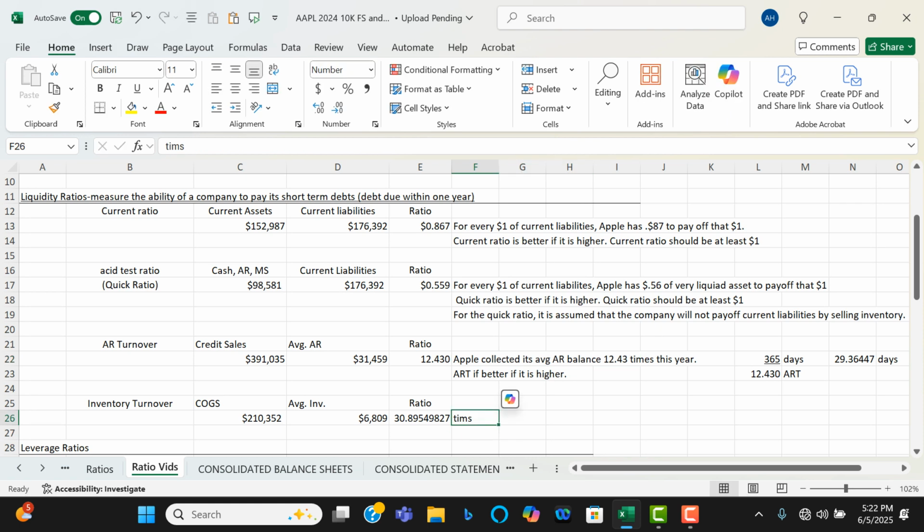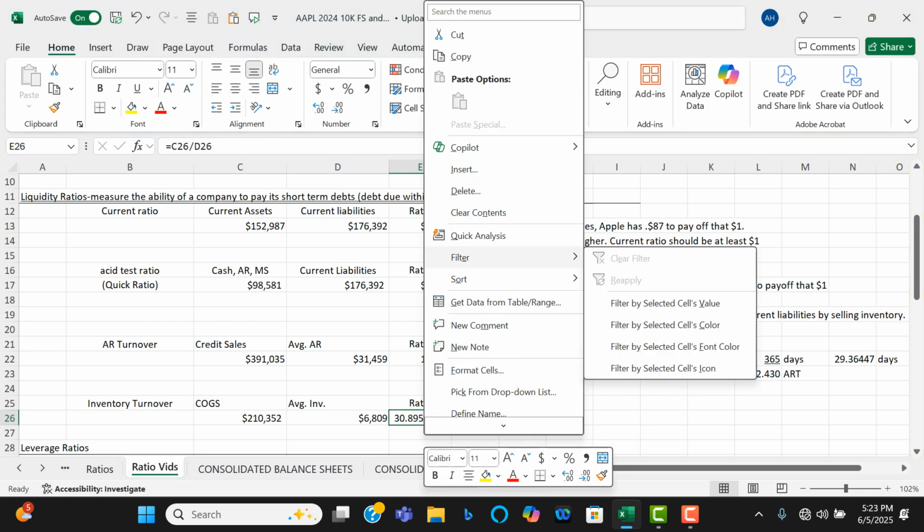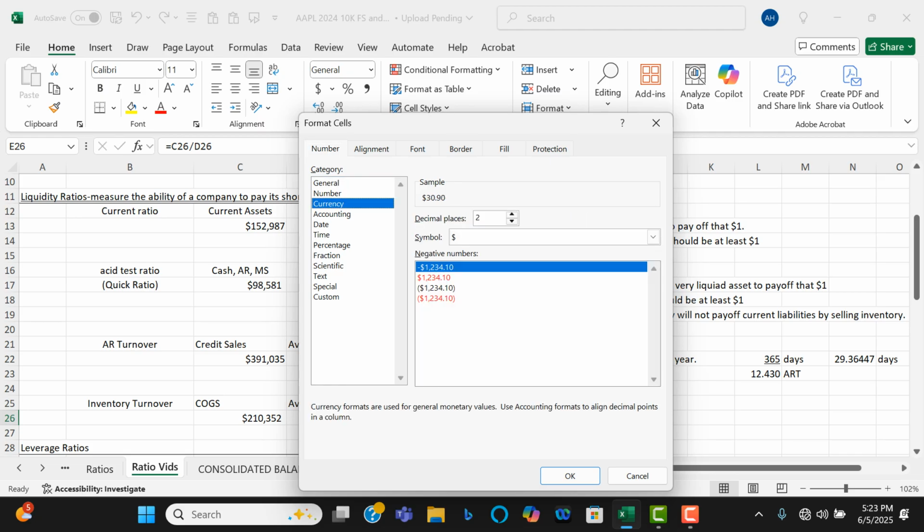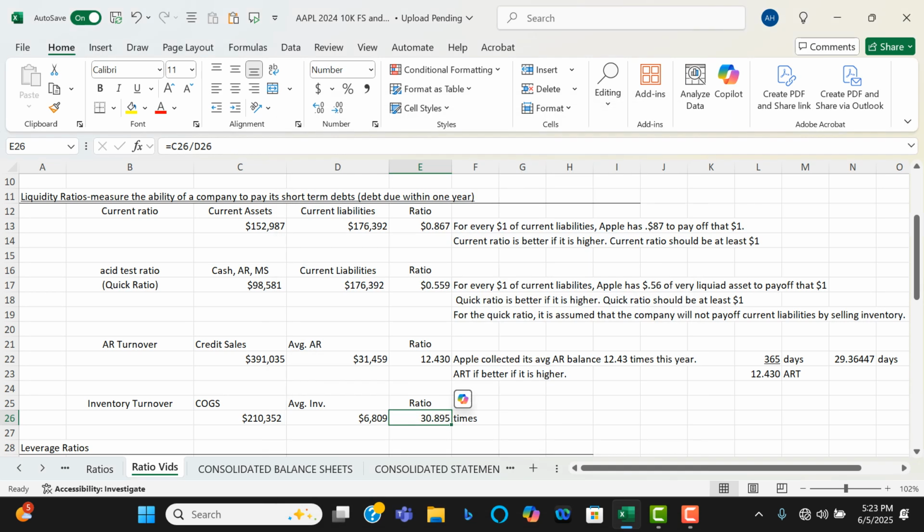They both should be measured in times, which means that in this case, Apple sold its inventory 31 times this year. Okay, so let's go ahead and take that out to 3 decimal places. Okay, we'll take it out. About 31 times, which is pretty good. I mean, they sell their inventory pretty fast here. And you want the company to sell its inventory as fast as possible.